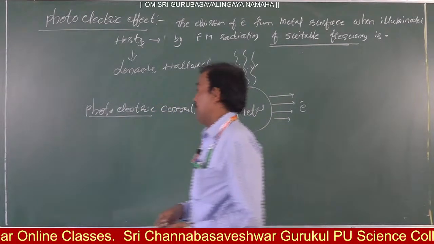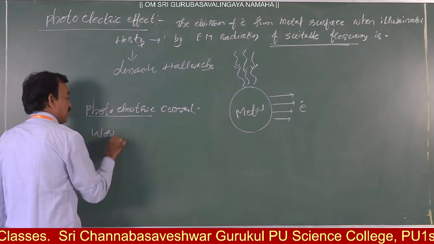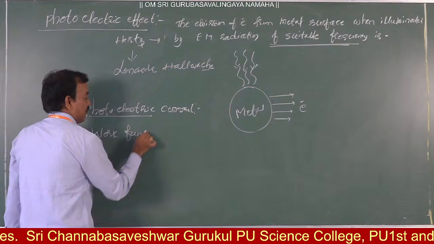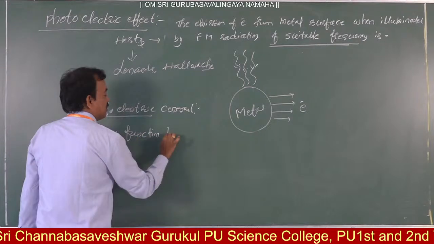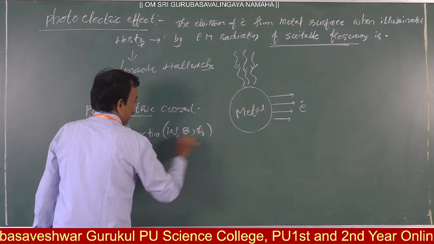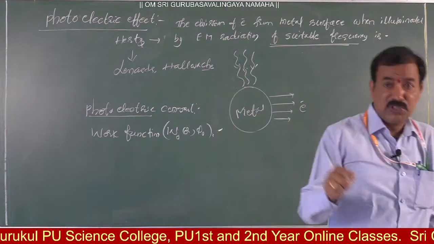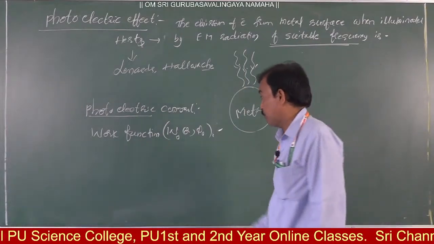Next definition is work function. Its symbol is W naught, or also phi naught. Already yesterday we discussed this work function. Once again, the definition of work function.